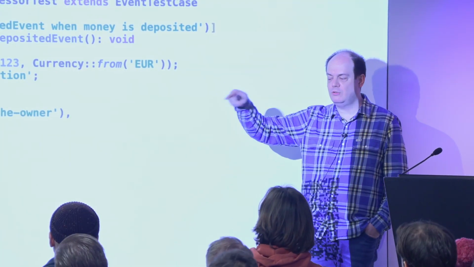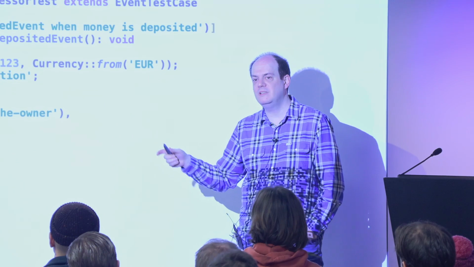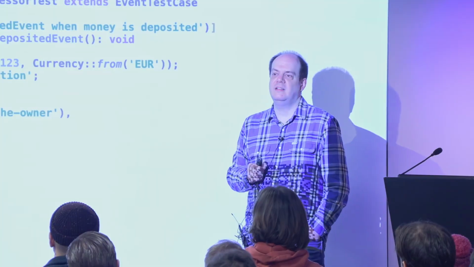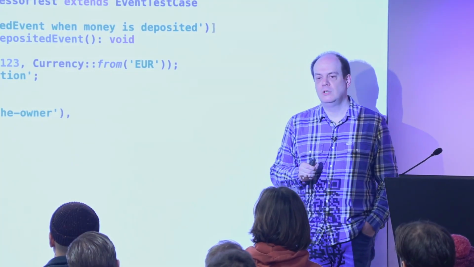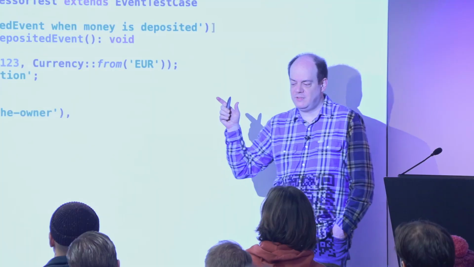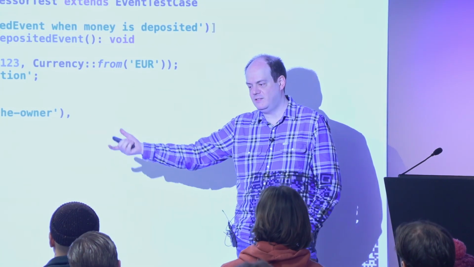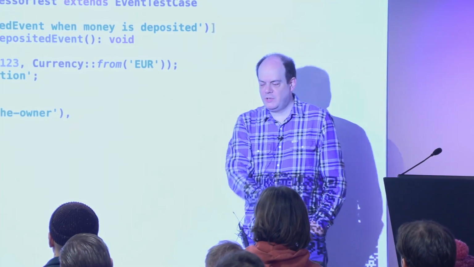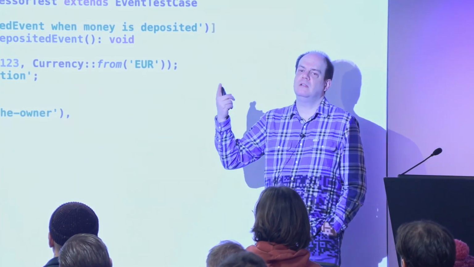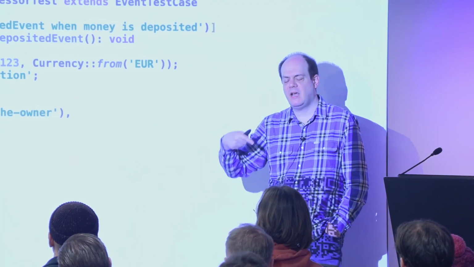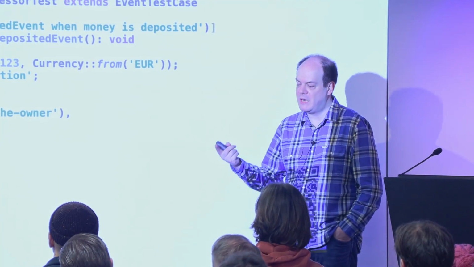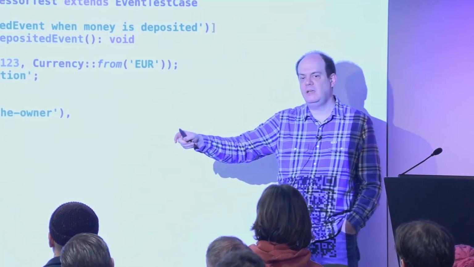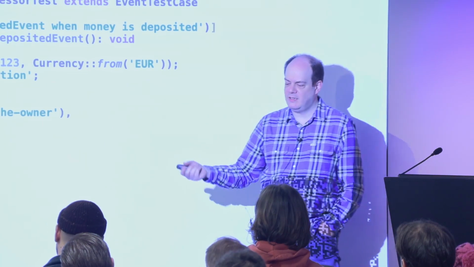Given this account opened has happened in the past, and this account opened is a helper method, again, provided by event test case that knows how to construct behind the scenes the immutable value object that represents this event. So given the account was opened, when I process the deposit money command, and again, when and deposit money are methods provided by the event test case.